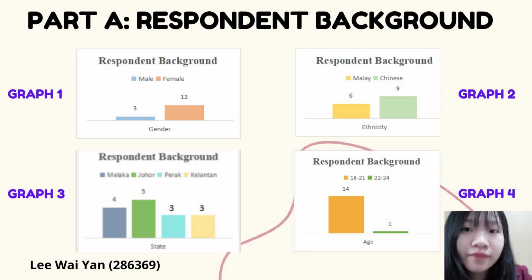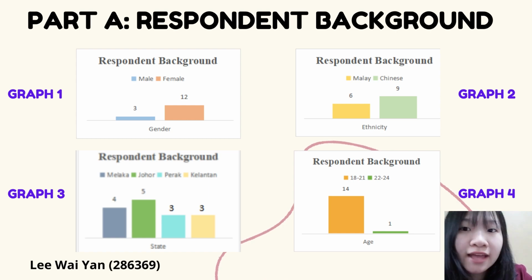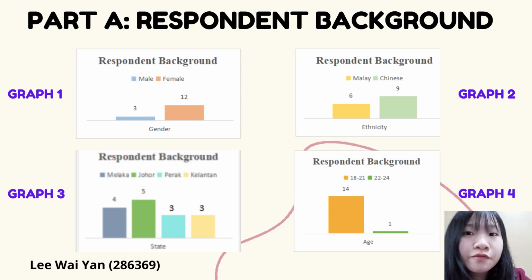In terms of gender, the result of the survey shows that 15 respondents were randomly selected and consisted of males and females. From the 15 respondents, female respondents are more than male respondents, with 12 females compared to only 3 males. They account for 80% of the 15 people for female respondents, and 20% is the percentage of male respondents.